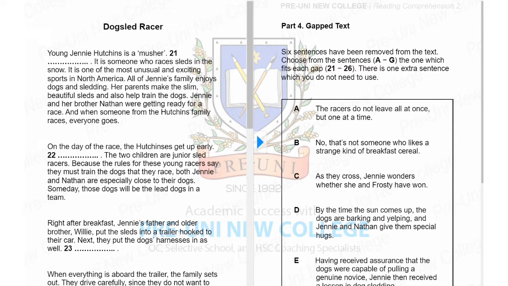Okay, so basically the main idea of this passage was explaining what a musher actually is. And we also see that this is basically an introduction on what the entire text is going to be. So we know that it's going to focus on Jenny's family, it's going to focus on them sledding, and it's going to be all about their experience. So this first blank has to be an introductory sentence based on what we read just before the blank and just after the blank, as well as the overall main idea of the paragraph as a whole.